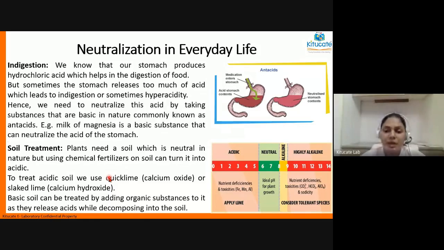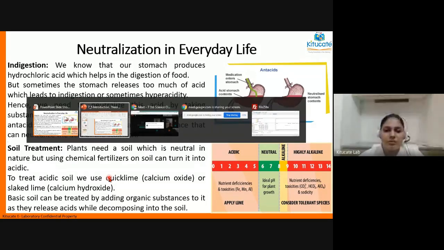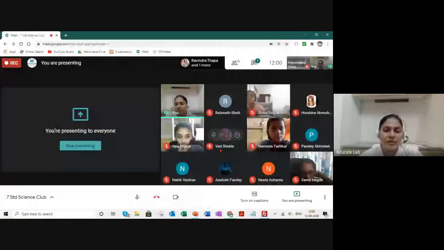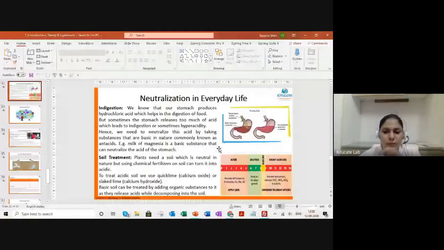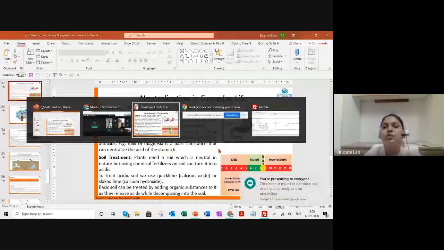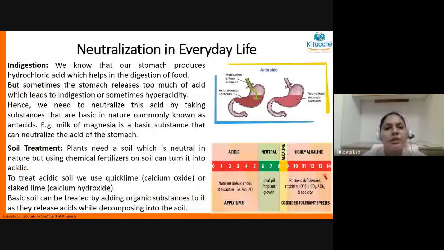Okay, and whenever you all encounter hyperacidity, that is when... usually this acid is present only in the stomach. It doesn't come up to your food pipe or the esophagus.